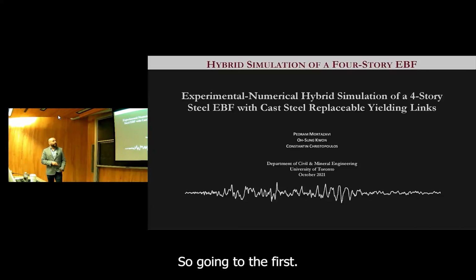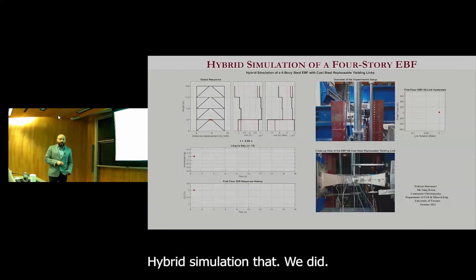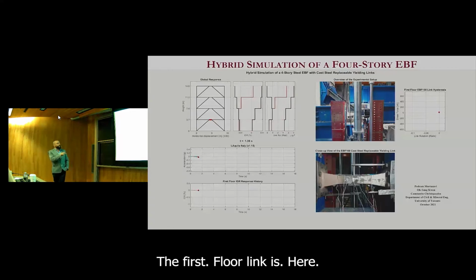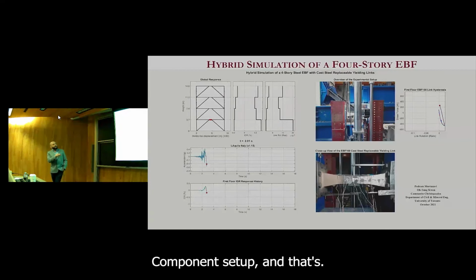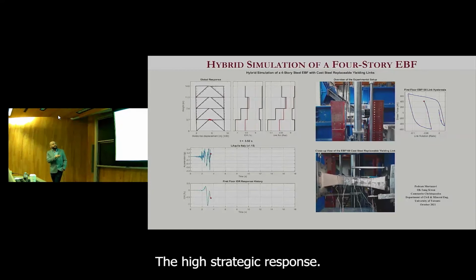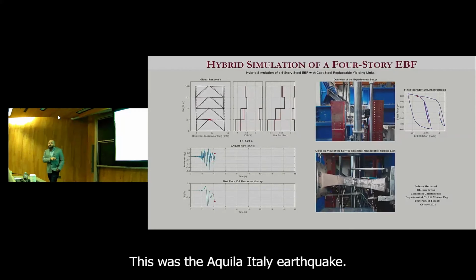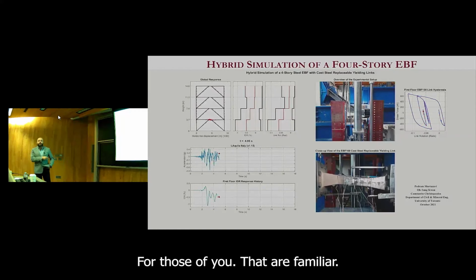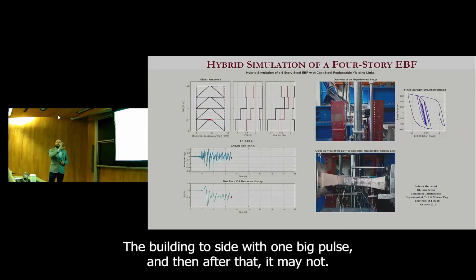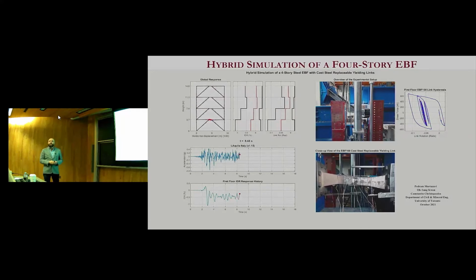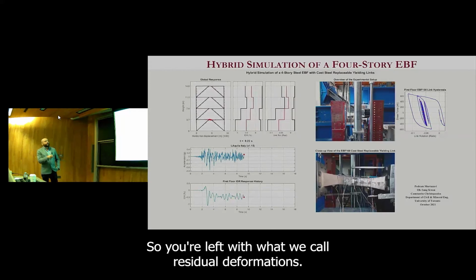So going to the first hybrid simulation that we did. So this is the 4-story building. The first floor link is here, tested in the component setup, and that's the hysteretic response. This was the L'Aquila, Italy earthquake. It's a pulse type earthquake. For those of you that are familiar or may not be familiar, pulse type earthquakes push the building to one side with one big pulse, and then after that, it may not recover as much. So you're left with what we call residual deformations.